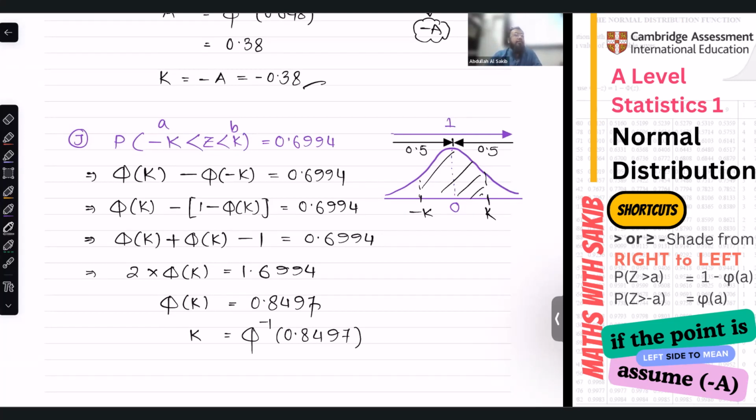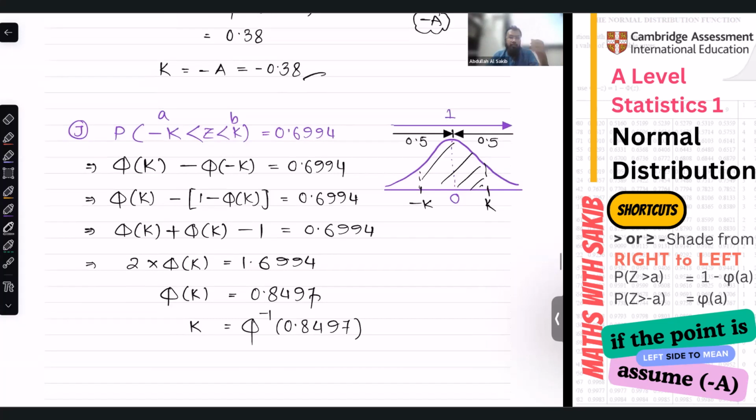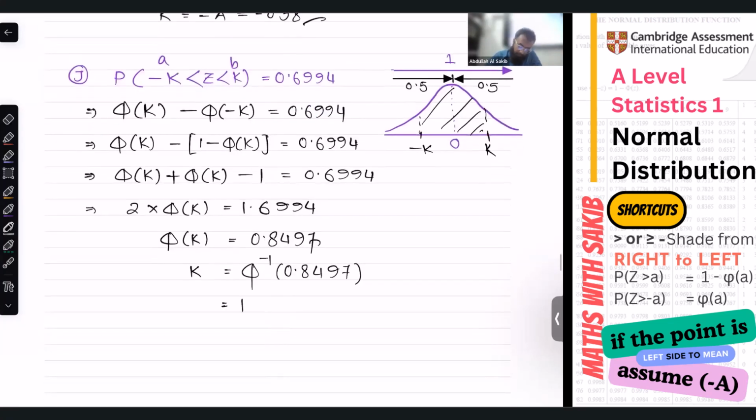So if the probability is 0.8497, what's the value of K? You should get 1.035. Done. That's all. Have you got the same value? Done.